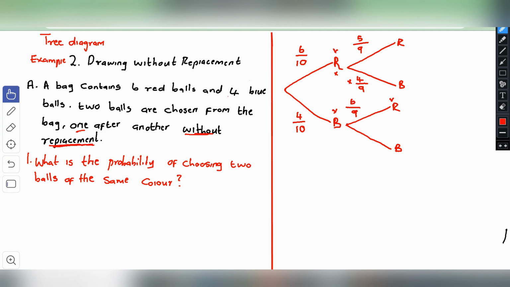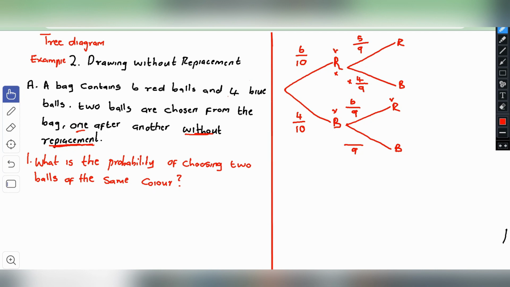Why do we write 6? Because we are dealing with the blue balls and the red is not affected in the blue balls branch, right? Only the blue balls is affected. Therefore, now here we have 9. The total number didn't change.